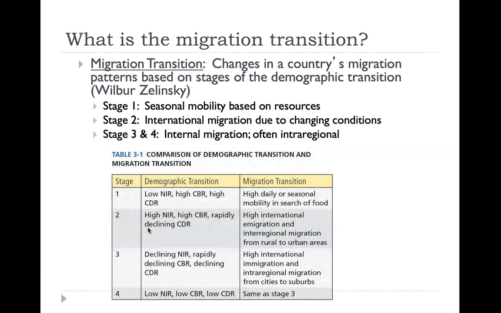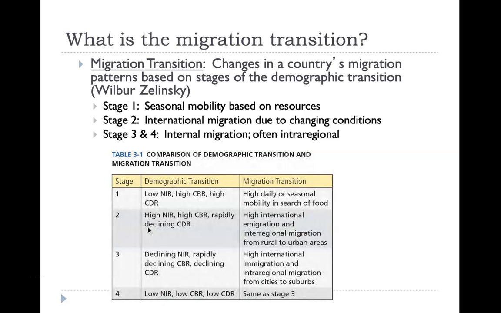Stage 2 countries are tight. There are many people, a lot of young people, and huge competition for jobs. Remember, economics is a major push and pull factor. And so in stage two, this is when you're going to see people leave internationally. People are going to leave stage two countries and go into stage three or stage four countries.